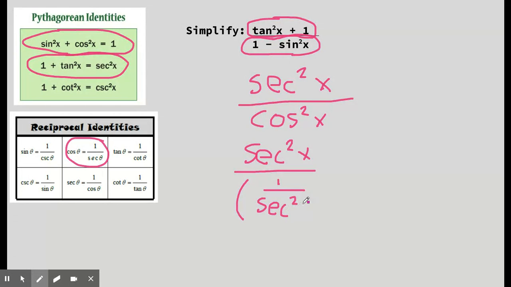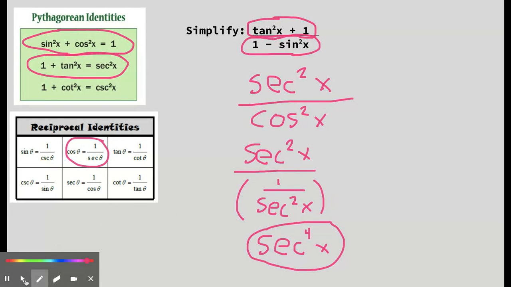Now this turns into a division problem. When you divide fractions, you keep the first one and take the reciprocal of the second, and it turns into a multiplication problem. So this problem simplifies to secant to the fourth of x. And that is our final answer. Again, down here in this section right here, when you're dividing fractions, you keep the first one, you change the division to multiplication, and you take the reciprocal of the second. So I did like a keep, change, flip kind of thing.